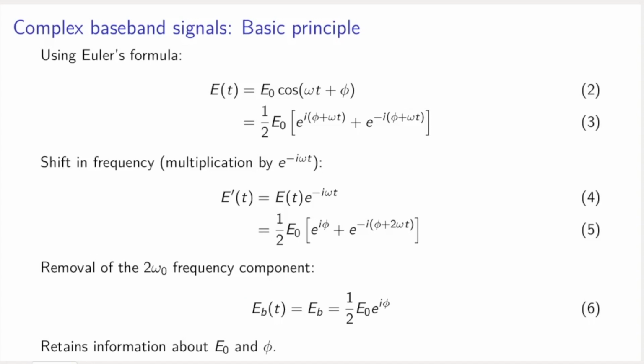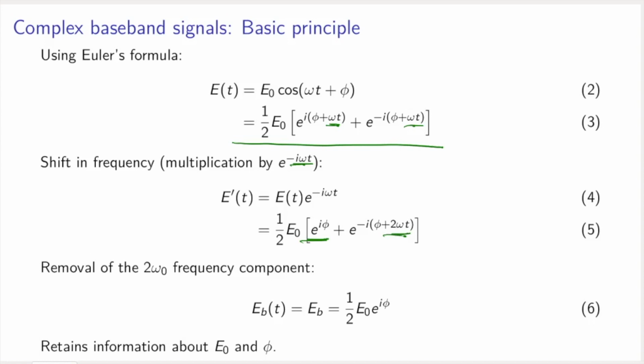We can come up with an alternative representation for the signal with the help of Euler's formula, which is given in equation 3, which splits the cosine function into 2 complex exponential signals, one with a positive frequency and one with a negative frequency. We can then proceed by multiplying with a complex exponential with a negative frequency, e to minus i omega t. This has the effect of shifting the complex exponential signals down in frequency by omega. One of the complex exponentials is now a constant, in other words, centered at 0 frequency, but the negative frequency component now has twice the original frequency.